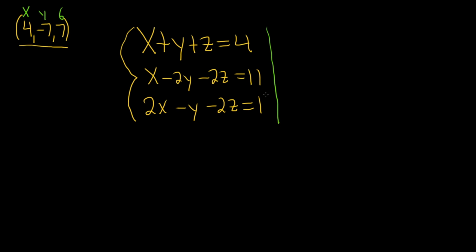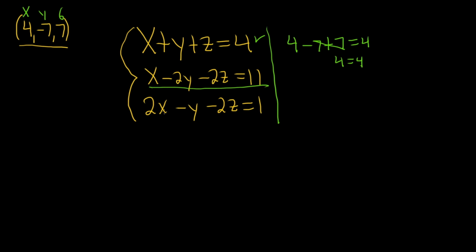Let's do it over here. Let's check the first one. So x is 4, y is minus 7, and z is 7. And this should be equal to 4. So these cancel, so 4 is equal to 4. So the first one checks, right? We plug in 4 minus 7 plus 7. The 7's cancel, 4 equals 4, it checks.